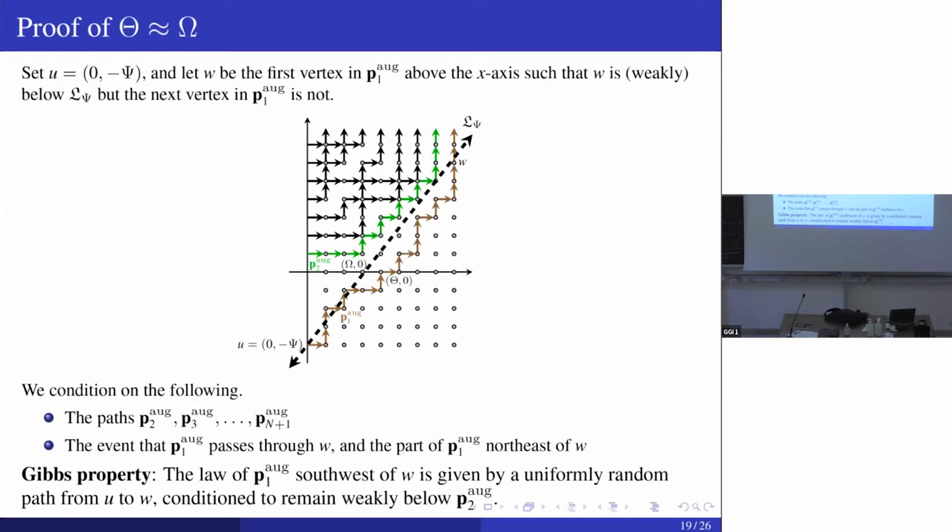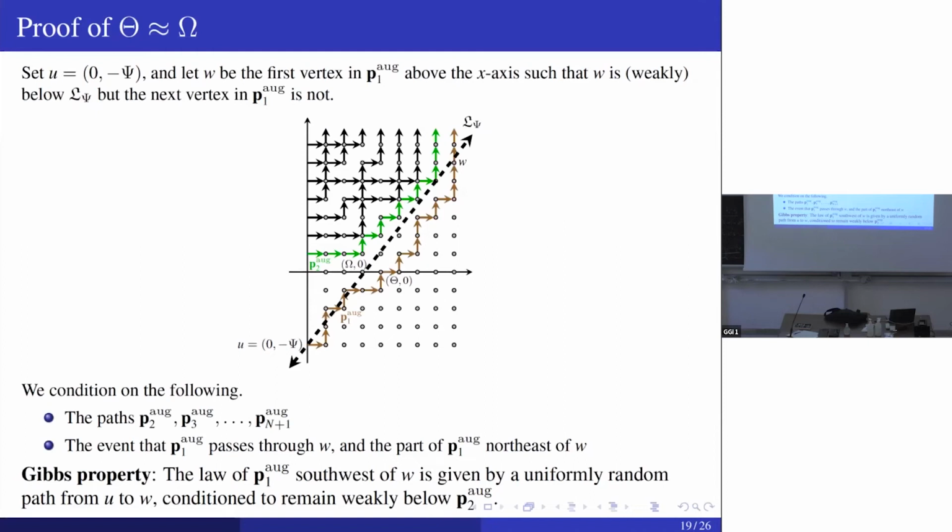Okay, so now I want to convince you that this theta, which is where the brown path exits the x-axis, is approximately equal to this omega, where the actual tangent line meets the x-axis. Let's set U equal to this starting location for the brown path, the (0, -psi). It's the first vertex in this P1 aug, the bottommost augmented path. And we'll let W, which is up here, denote the first, or rather the last, vertex above the x-axis.